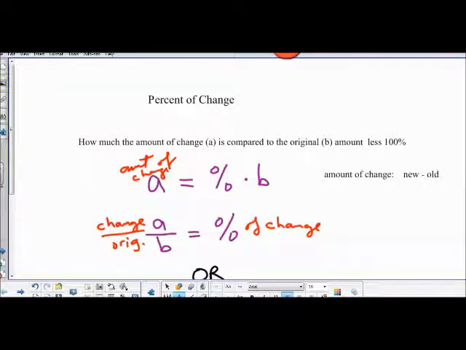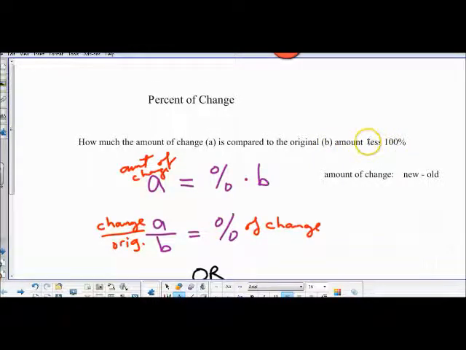Today we're talking about percent of change and how that applies to a lot of situations that you have in the real world. When you buy things on sale, we often use percent of change. We're keeping track of investments. We a lot of times use percent of change to keep track of those. And a percent of change is really what the amount of change is, that's the A in our formula, compared to the original amount.